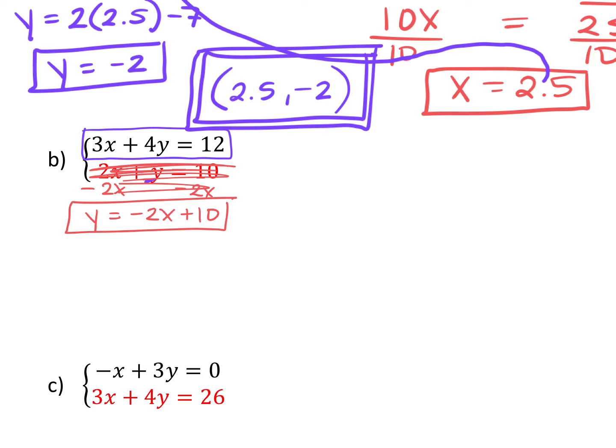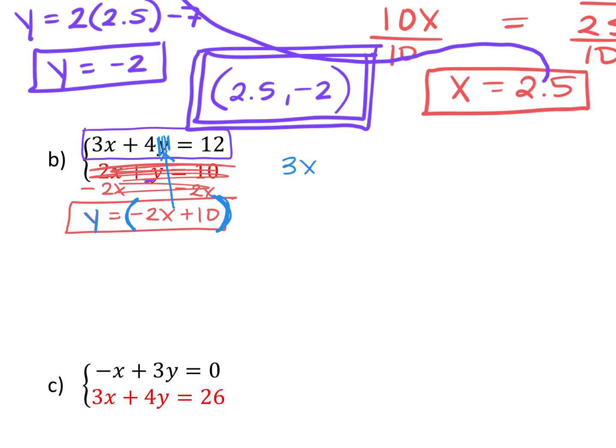Now we have isolation, right? Now y is by itself. So I can take this expression, negative 2x plus 10, and put it where? In place of the y, right? Because that's what y equals. So I'm going to take out the y, and I'm going to put in the negative 2x plus 10. They are equal, so take out the y, put in what y equals, and call it good.